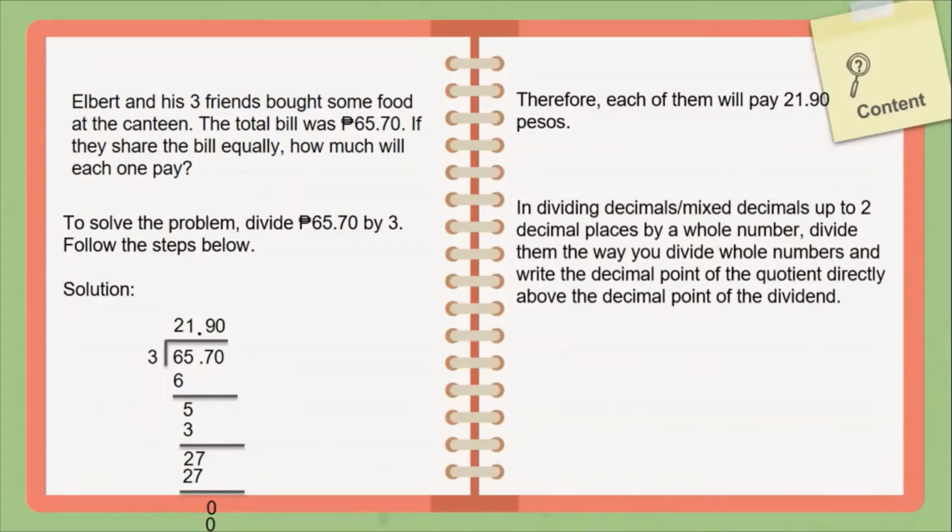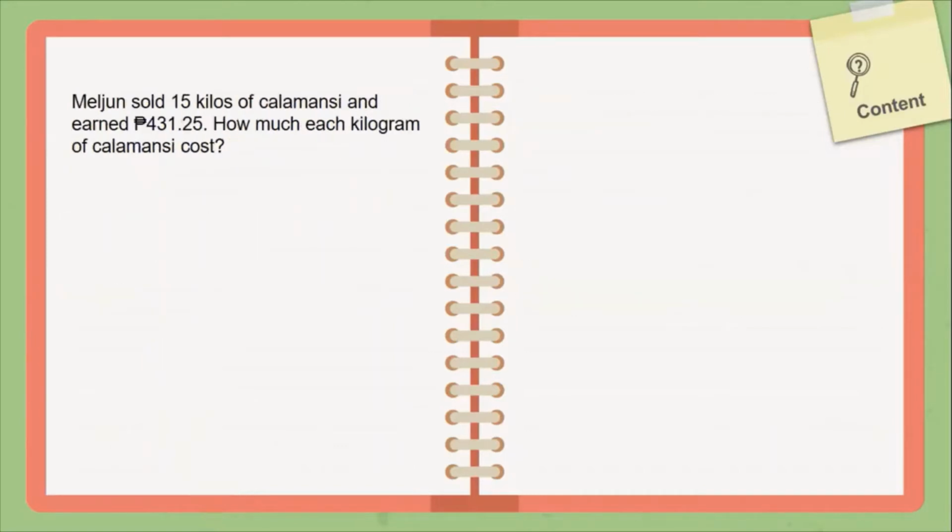So here are the things that we need to keep in mind when we divide. In dividing decimals or mixed decimals up to 2 decimal places by a whole number, divide them the way you divide whole numbers and write the decimal point of the quotient directly above the decimal point of our dividend. Okay, now let us try to have another example here.